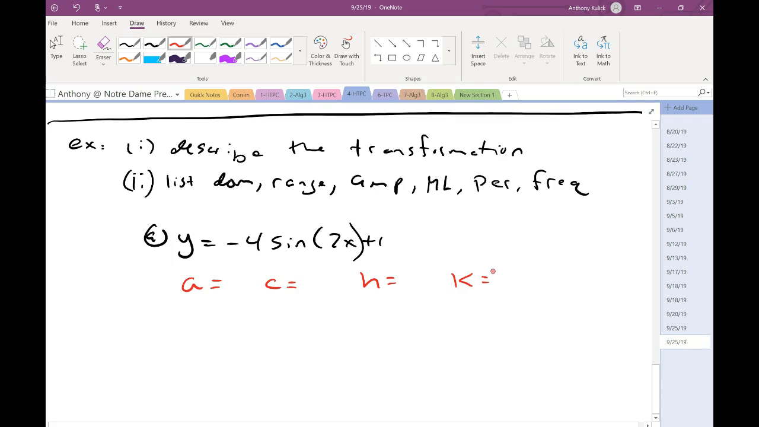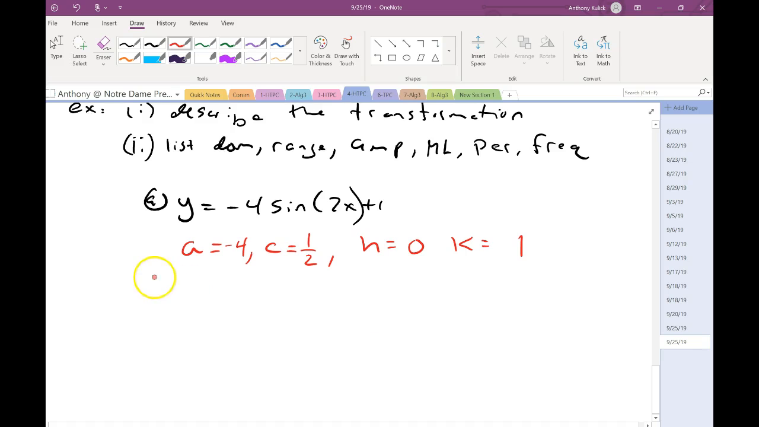What's the value for A in this problem? -4. And the value for C? It's 1/2. It's the reciprocal of the coefficient on x that is the C. H is 0, and K is 1. Everybody okay with that idea?